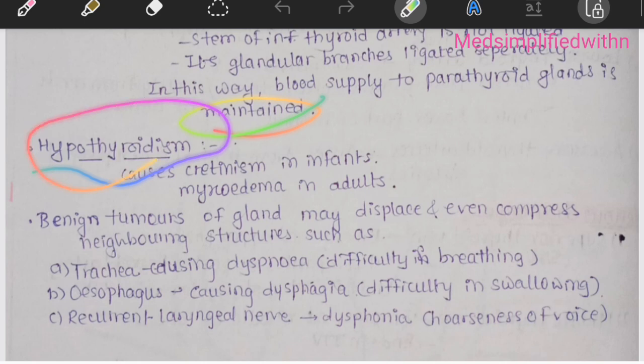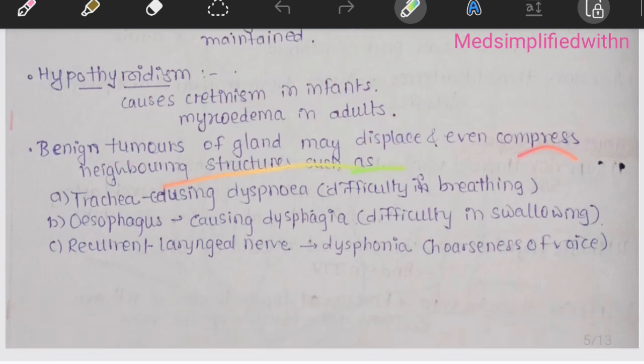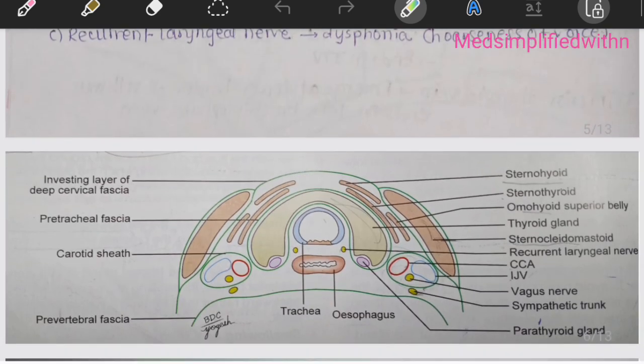Next one is the hypothyroidism. Causes cretinism in infants and myxedema in adults. Benign tumors of the gland may displace and even compress neighboring structures such as trachea, causing dyspnea, difficulty in breathing, esophagus causing dysphagia, difficulty in swallowing, and compression of the recurrent laryngeal nerve, causing dysphonia, meaning the hoarseness of the voice. This is the relations of the thyroid gland.